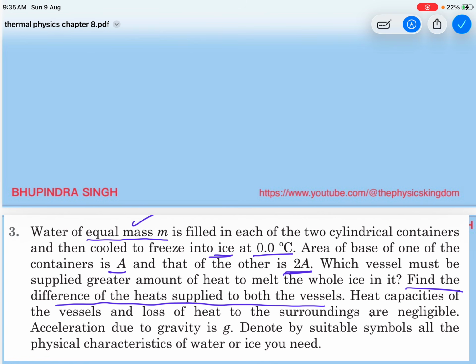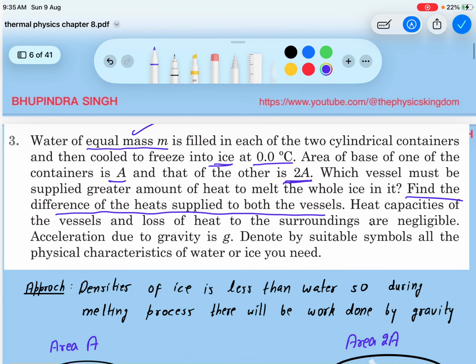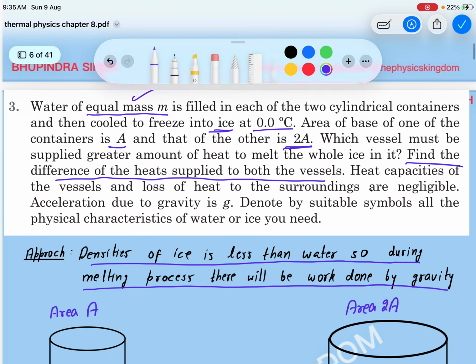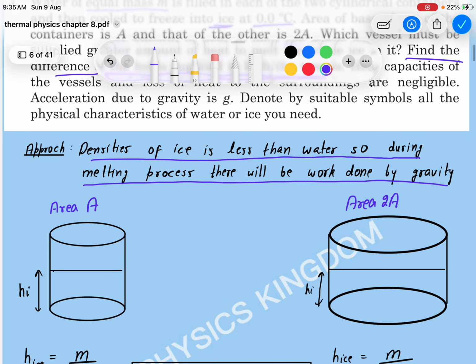That is what we need to do here. So that is the approach of the question, right? The density of ice is less than the density of water, we know. So during the melting process there will be work done by gravity. Now in container 1, say the area is A, and container 2 has area 2A.